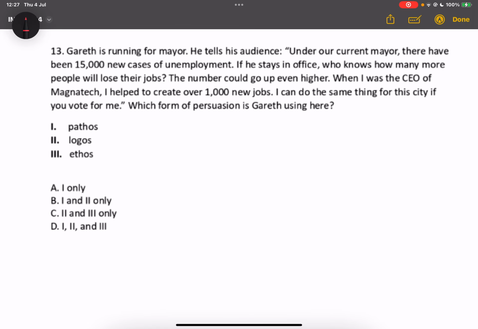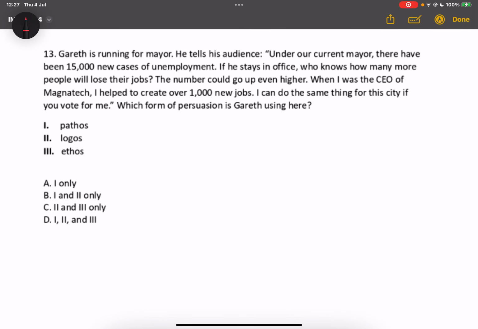13. Gareth is running for mayor. He tells his audience, under our current mayor, there have been 15,000 new cases of unemployment. If he stays in office, who knows how many more people will lose their jobs? The number could go up even higher. When I was the CEO of Magnatech, I helped to create over 1,000 new jobs. I can do the same thing for this city if you vote for me. Which form of persuasion is Gareth using here?